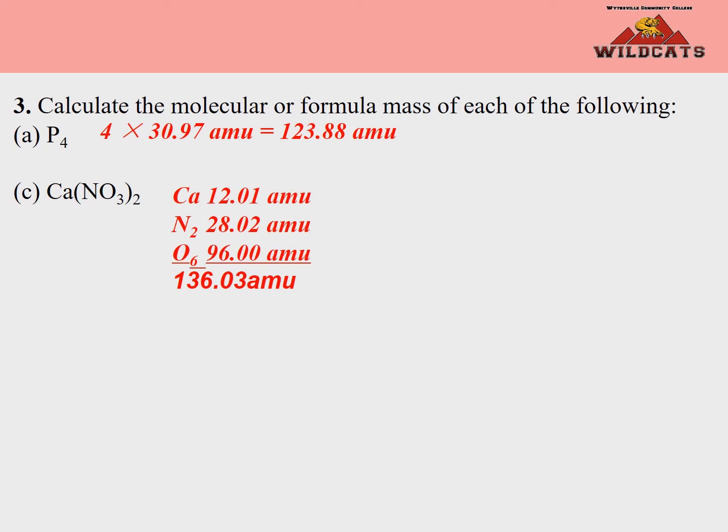Calcium nitrate, if you'll notice, we've got to distribute across the parentheses, so that's where I'm getting 2 nitrogens and 6 oxygens. 6 times 16 is 96. Nitrogen's 14.01, so 2 times the 14.01. So we end up with 136.03 AMU, or we could just as easily say 136.03 grams per mole, because we do the exact same process for molar mass as we do for molecular or formula mass.